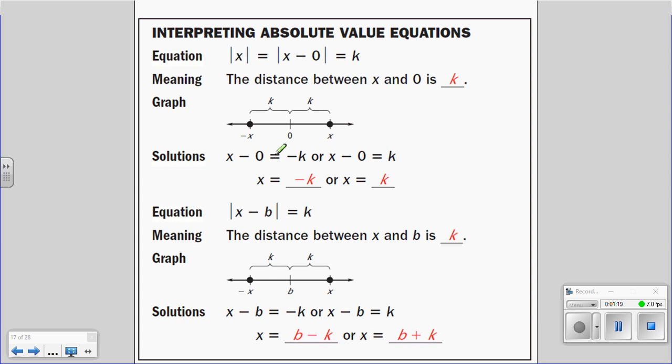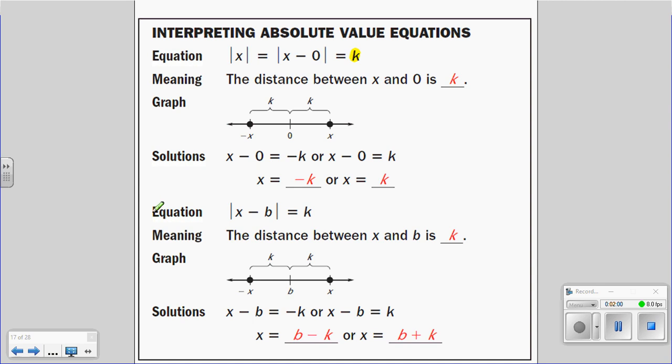When you're interpreting absolute value equations, if I want to find the absolute value of x, that's the same thing as the absolute value of x minus 0, which is k. Again, it's the distance that term is from 0 on the number line. To find the solutions, you take x minus 0 equals negative k or x minus 0 equals k. But very rarely are we going to have just x in there. Most of the problems we're about to deal with have more than that.